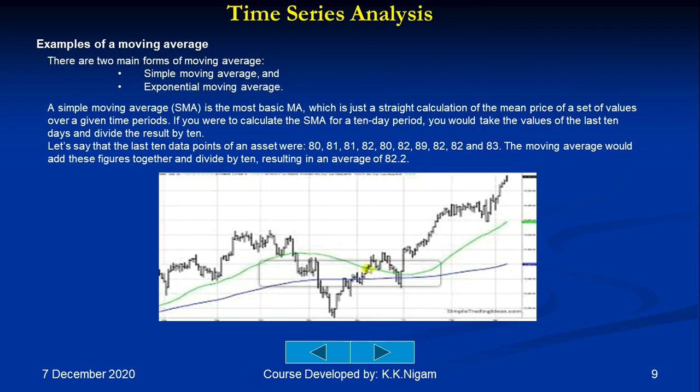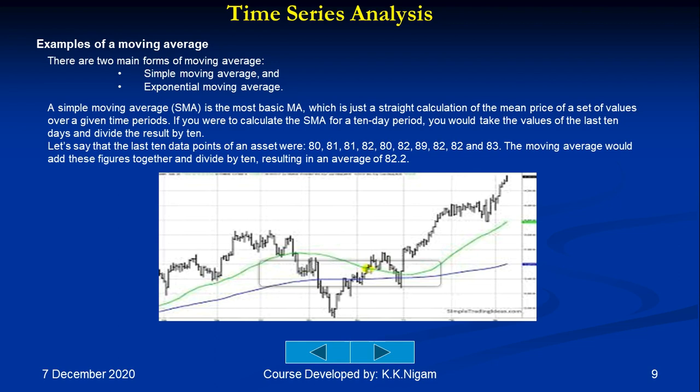Examples of moving average. There are two main forms of moving average: the simple moving average and the exponential moving average. A simple moving average is the most basic moving average, which is just a straight calculation of the mean price of a set of values over a given time period. If you were to calculate the SMA for a 10-day period, you would take the values of the last 10 days and divide the result by 10.